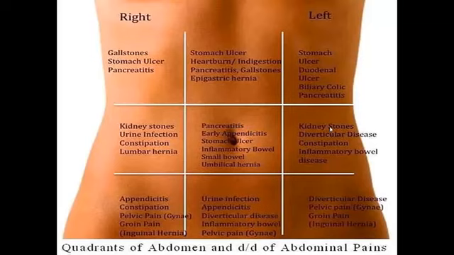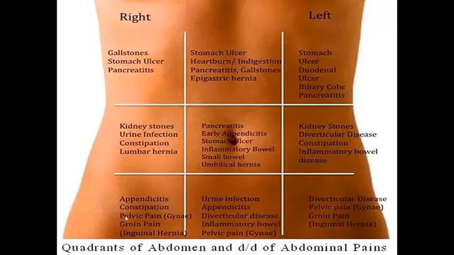Then we come to the left lumbar region. We're going to have kidney stones because the left kidney is present here. Diverticular disease, because this is the area where we have the descending colon and small intestine. Constipation and inflammatory bowel disease.